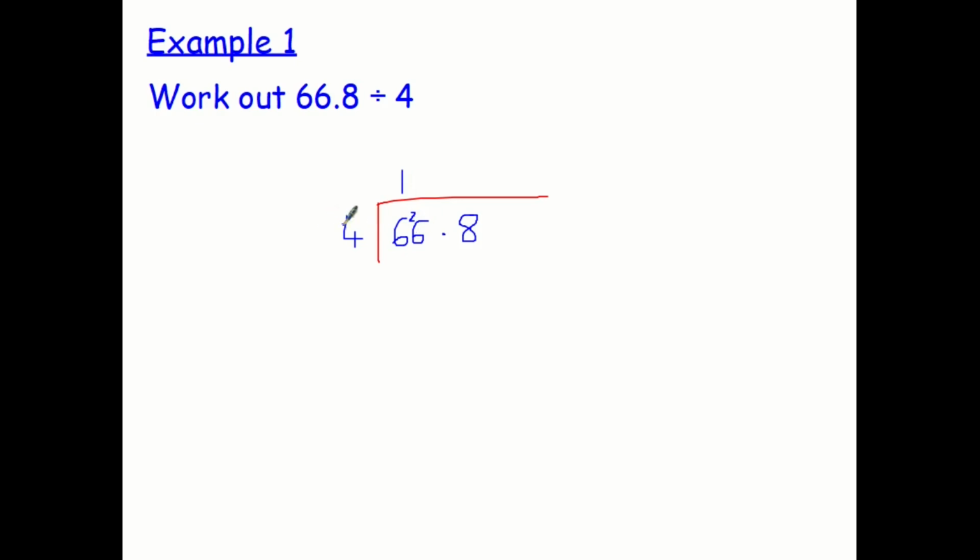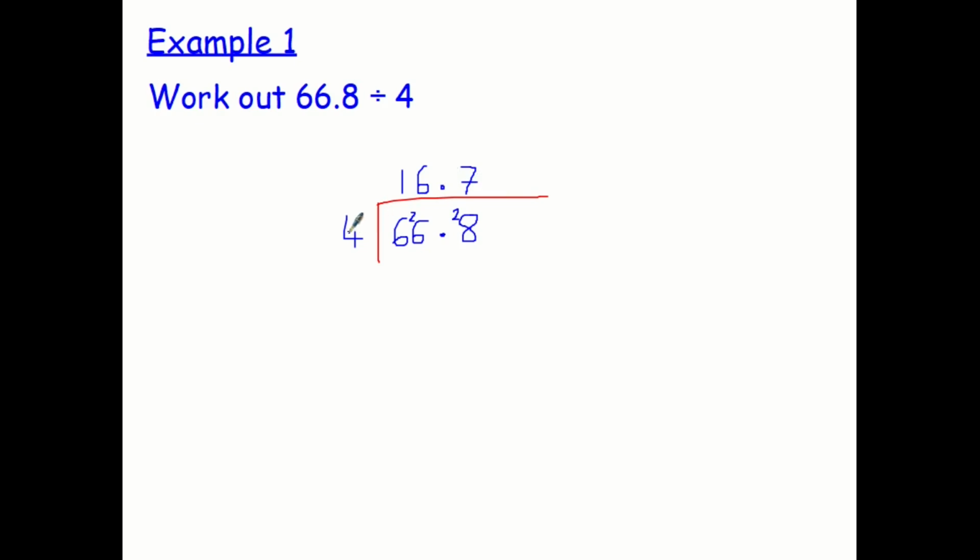My next question becomes how many 4s in 26? Well, 6 4s are 24, and I've got 2 left over, and that remainder 2 goes here. And then my final question is how many 4s in 28? Well, that is 7. Where do you put your decimal point? Well, you just keep it absolutely in line with the one in the question. So as long as you're keeping all your digits in line, your decimal point should be in line.